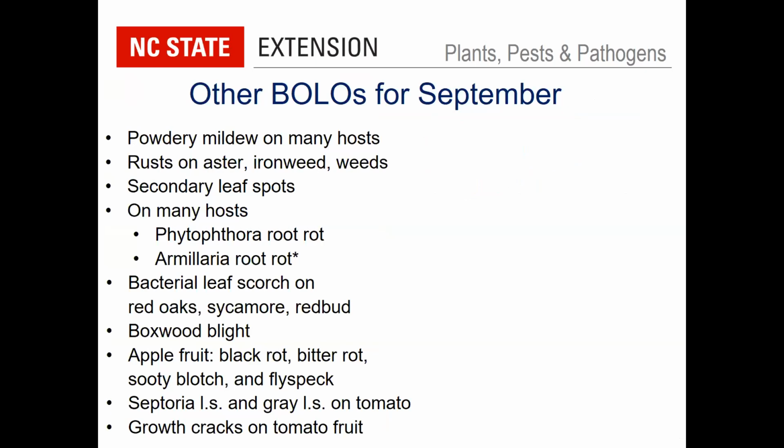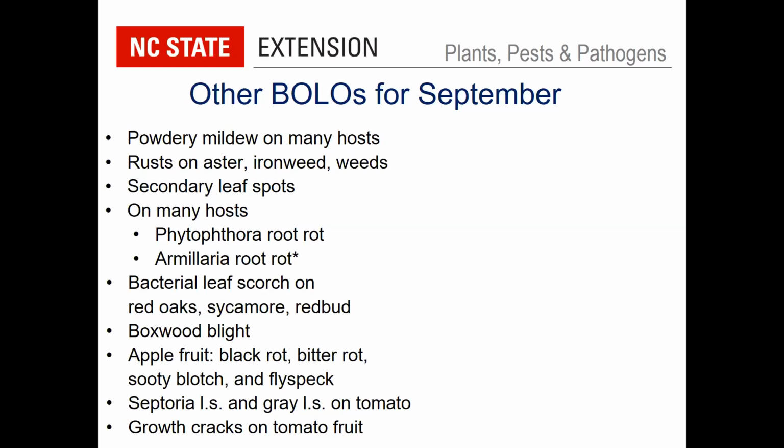Other bolos for September, powdery mildew on many different kinds of hosts, both woody and herbaceous, rusts on aster, ironweed, other weeds like the goldenrod that Matt mentioned. Secondary leaf spots coming as the leaves start to senesce, tubercular leaf spot on oak, for example. Many hosts you could be watching for Phytophthora root rot or Armillaria root rot or their consequences.